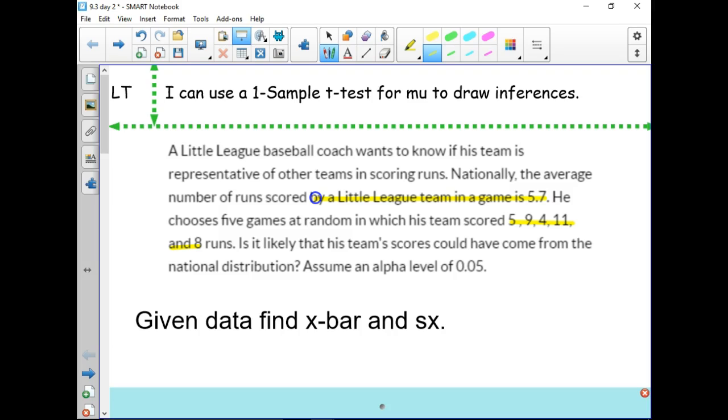If you want to do it with me right now and you have a graphing calculator, you're going to hit Stats. You're going to hit Enter on Edit. You're going to scroll your cursor up to L1 and hit Clear. And then you're going to enter the data. So I have 5, 9, 4, 11, and 8. Does anyone have any questions?